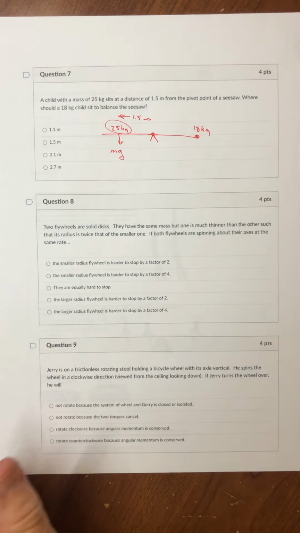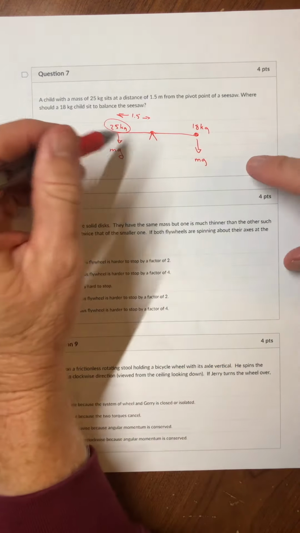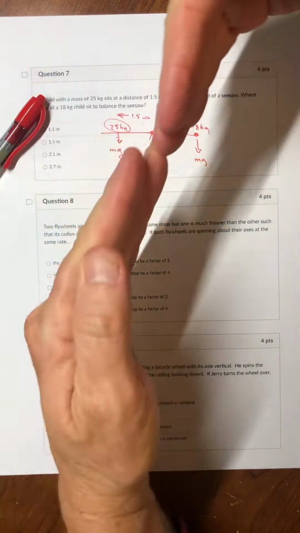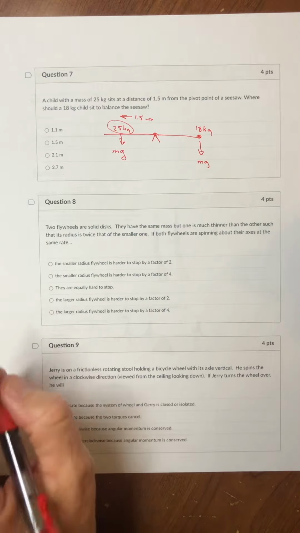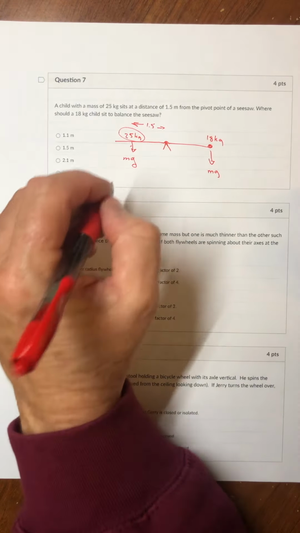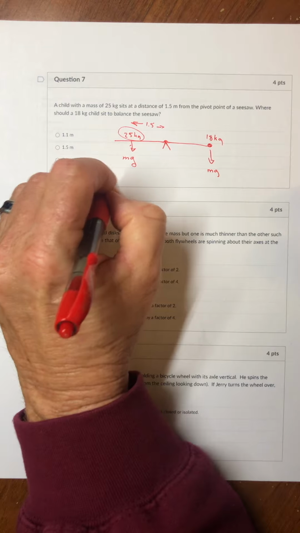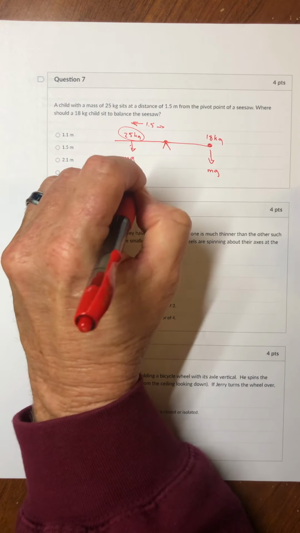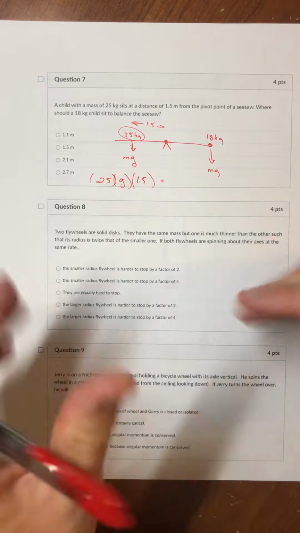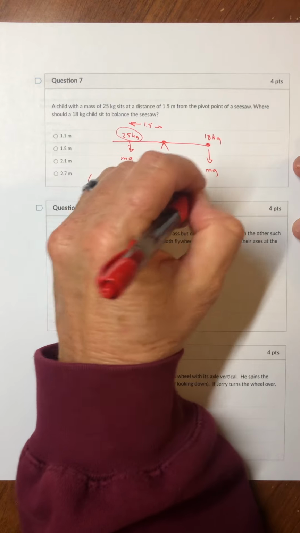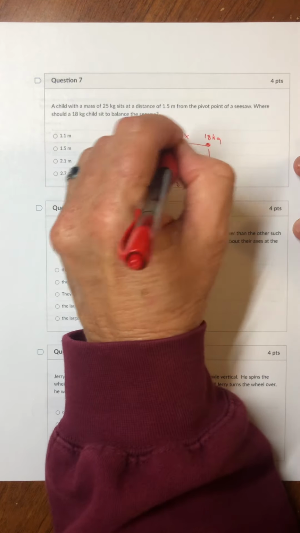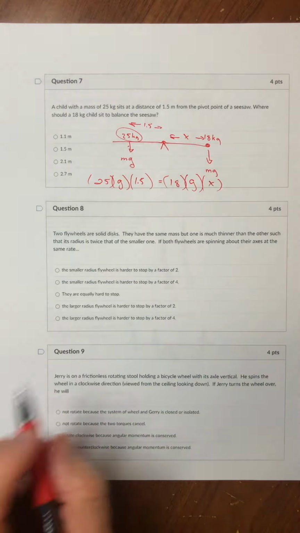And so the key to this problem is to recognize a balance due to torque. And then there's just 2 torques. This one here is rotating it in a counterclockwise direction, and this one here, the 18, is rotating it in a clockwise direction. And so this 25 times g times a distance of 1.5 would be the torque counterclockwise. It must equal 18 times g times some unknown distance x. That's what we're solving for.